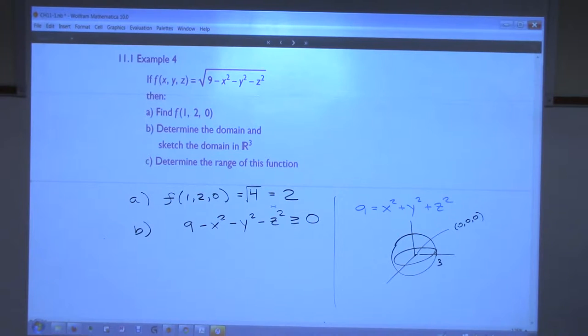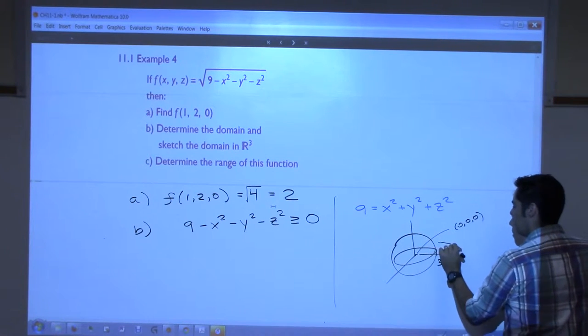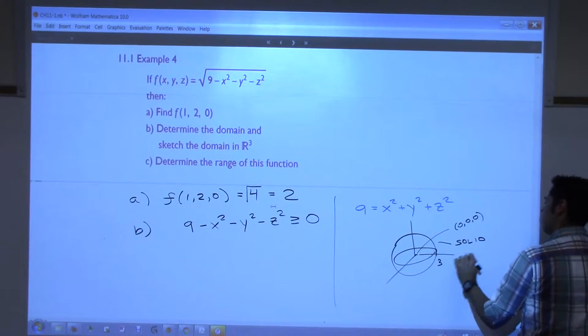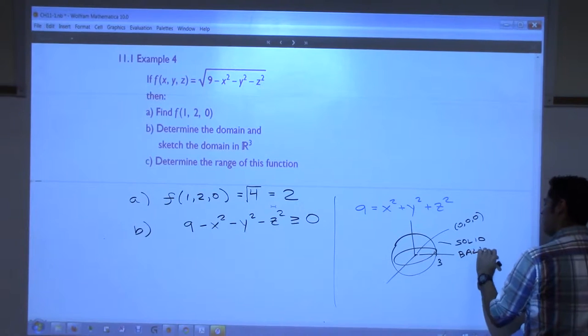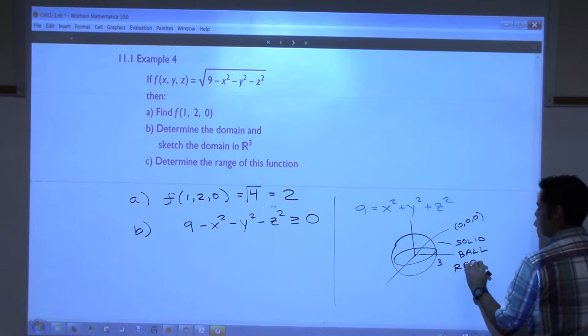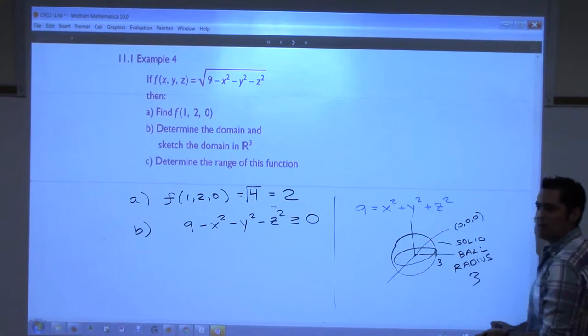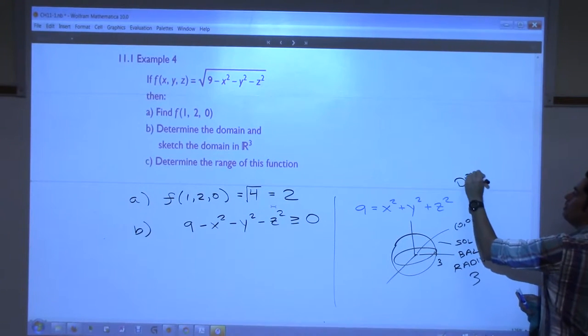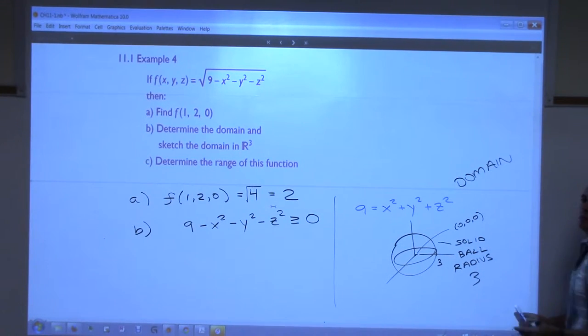So it's a solid ball, isn't it? As opposed to just a surface. So this is a solid ball, radius 3. That's the domain, everyone. That's the domain. The range is nowhere to be seen, right? The range is nowhere on this picture. Understand?